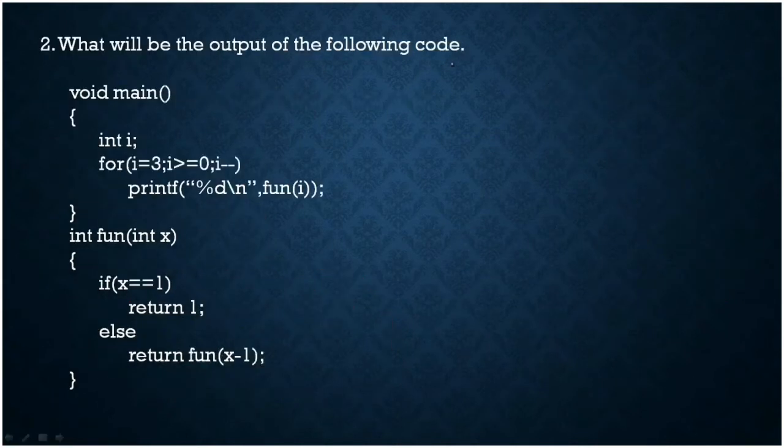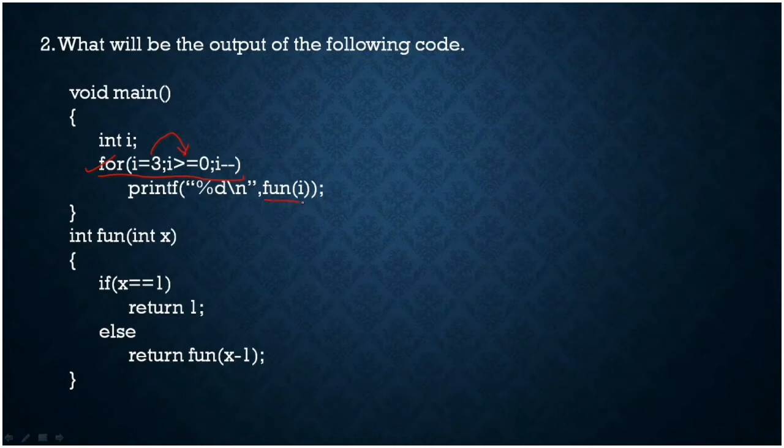What will be the output of the following code? So void main, int I, variable I is defined of integer data type. There is a for loop here. Whenever it is a for loop, there will be three parts: initialization, condition and increment or decrement. So I is initialized with 3. I is greater than or equal to 0, the condition is true. When the condition is satisfied, it goes inside the loop.